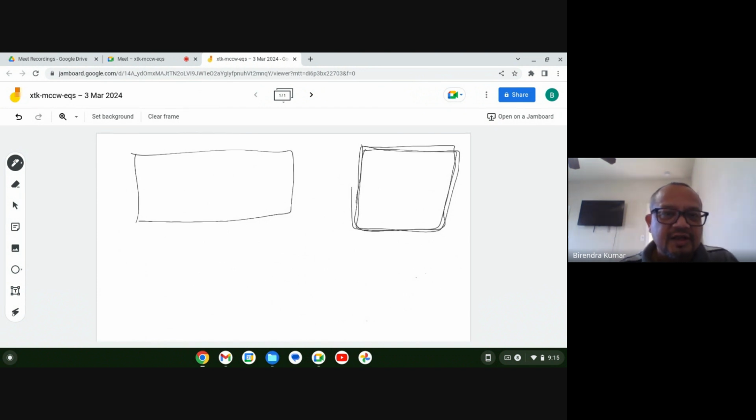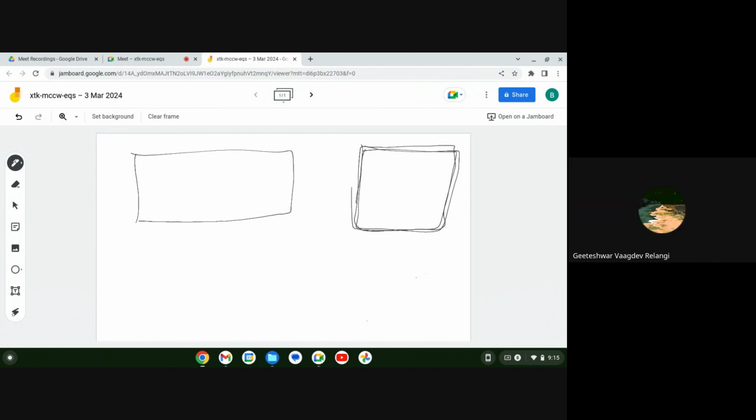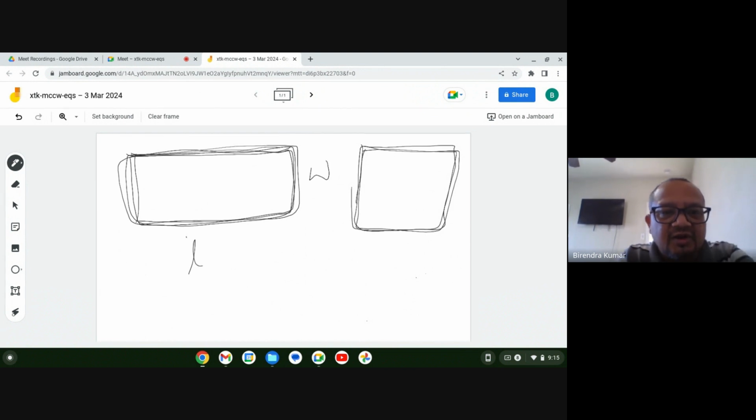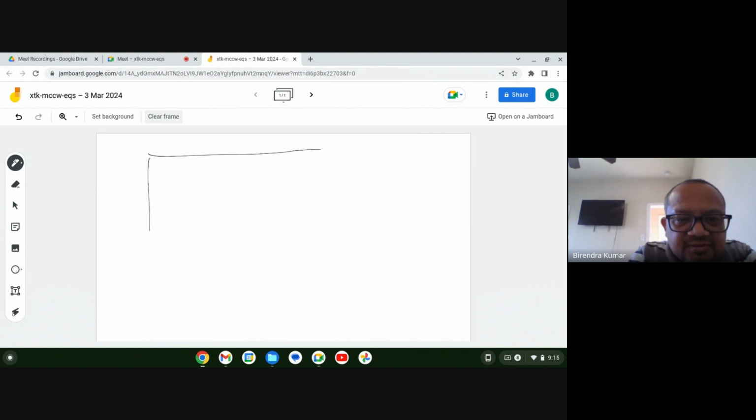Okay, right. So coming back to perimeter. Whatever we learned so far, perimeter means the total length of the boundary of the shape. So here we are talking about the boundary of the shape, rectangle. What is here, length, and this is width. Now let's go back to this one. So this is a rectangle, this is length, this is width. We have to find out the perimeter of this.